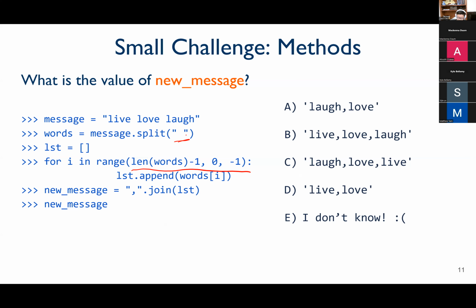So words would have live being the first word, love, and then laugh. Right, that's what we have. And then we say list equals to empty. For i in range of the length of words minus 1, the length of words is 3. 3 minus 1 is 2. So we're looking at a range 2, 0, -1.